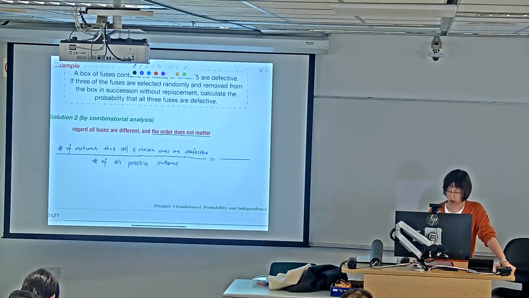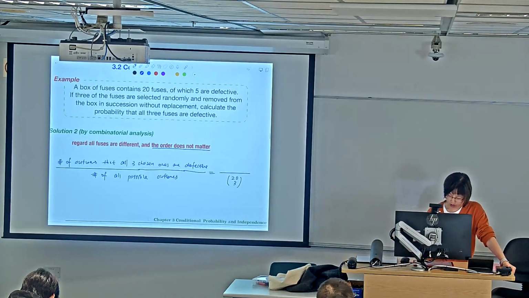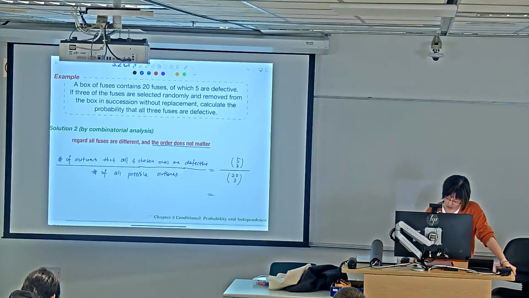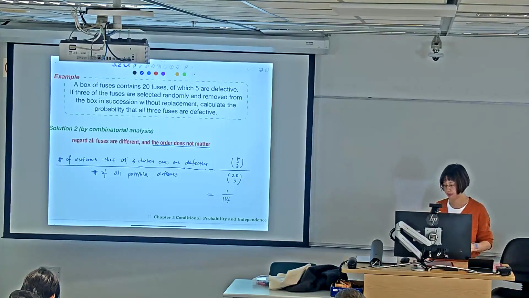So if you don't count order, the denominator is just choosing 3 fuses out of the total 20, so it's 20 choose 3. And the numerator is to choose 3 defective ones. You have 5 to choose from. So you have 5 choose 3 over 20 choose 3, which equals 1 over 113.